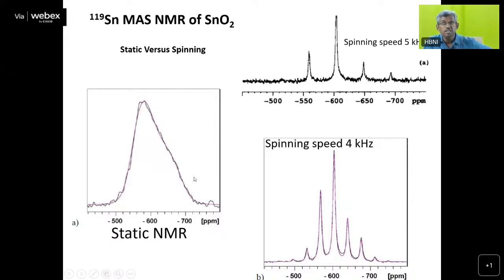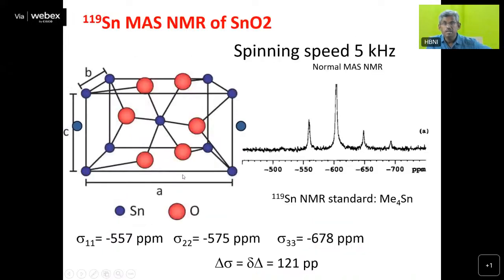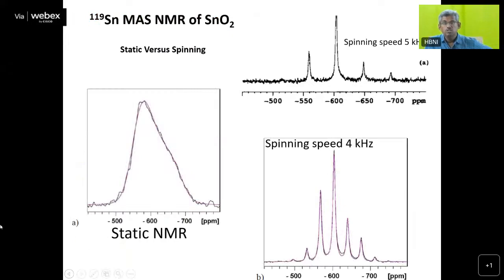So this is the typical static NMR peak. In the static NMR peak of tin oxide, you see how broad it is. But you can get information: sigma 11 may be somewhere here, sigma 22 may be here, and this is sigma 33. If you see this table now, minus 557, minus 575, minus 678. So sigma 11 and sigma 22 are more or less the same. That is why we call this an axially symmetric tensor, whereas sigma 33 is somewhat different. Of course, the static NMR pattern gives this information, whereas magic angle spinning NMR gives the high resolution, or the chemical environment of tin. So these are the differences.